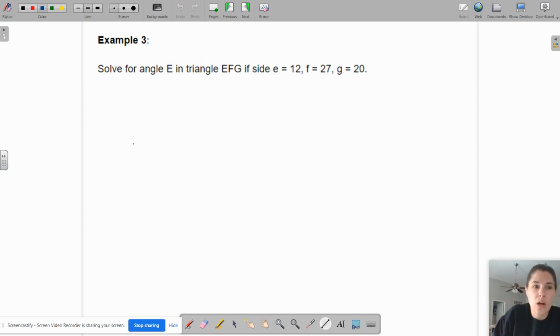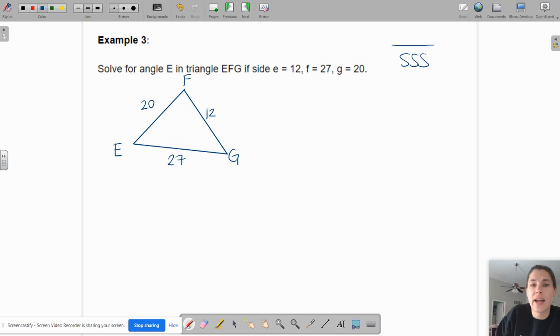So last one that I'm going to walk through slowly, we have triangle EFG. This is going to be a little bit different with how we have things labeled. So side E is 12, side F is 27, and side G is 20. Again, this is side, side, side. That's why we know we can use the law of cosines. Now, just because it's EFG, not ABC anymore, that doesn't mean that we're not going to be using basically the same format of those equations.